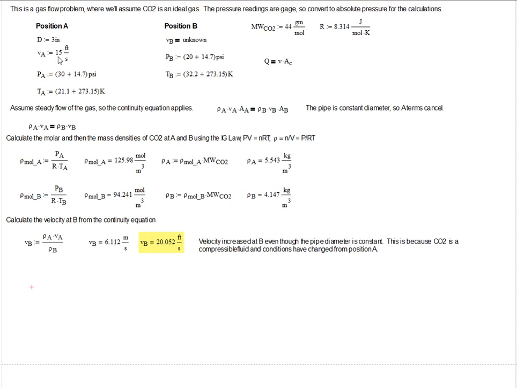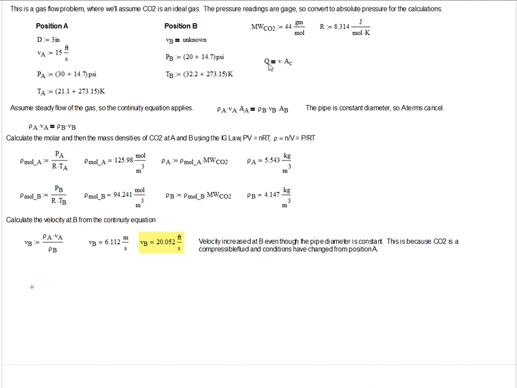And so what was the velocity at position A? It was 15. The velocity increased, right? The velocity increased even though the pipe diameter stayed constant. Remember, if we had had an incompressible fluid with a constant diameter pipe, the velocity would have stayed the same. But the velocity increased because it's a compressible fluid and the conditions have changed from going from position A to position B.